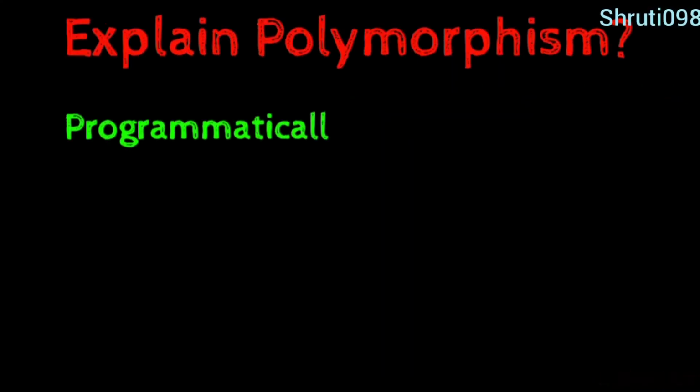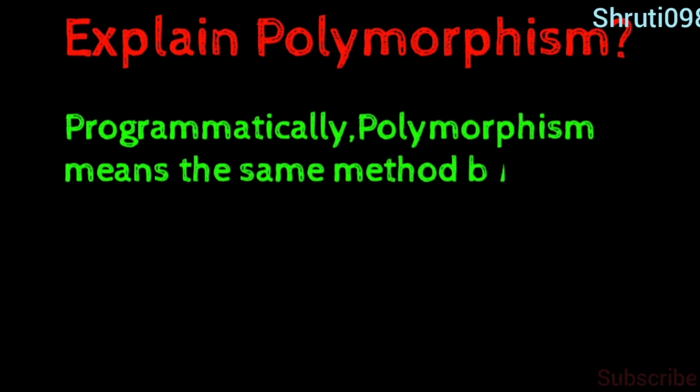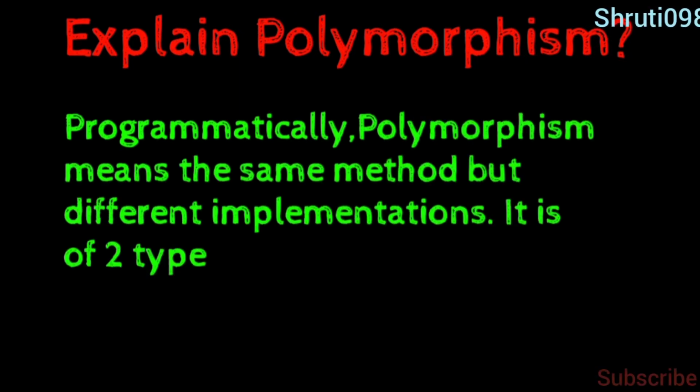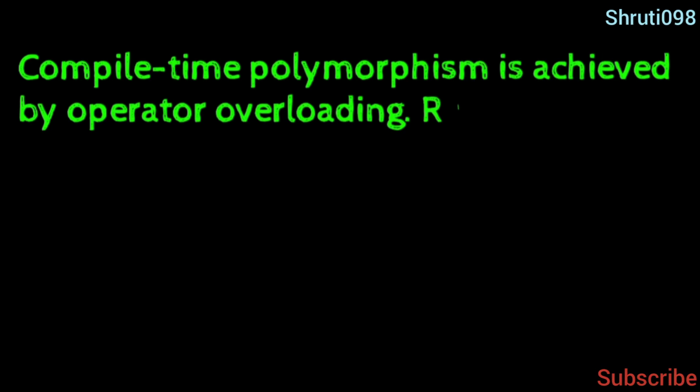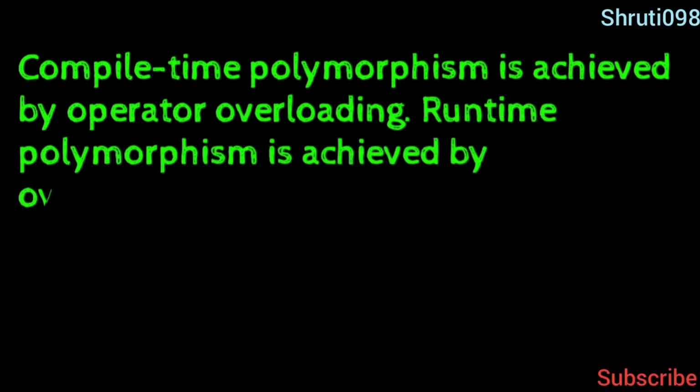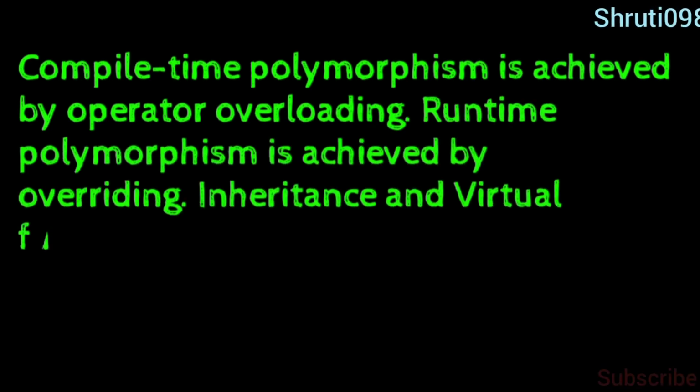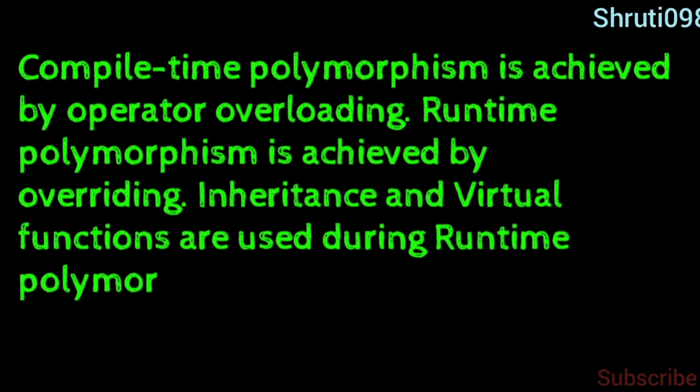Question: explain polymorphism. Answer: programmatically, polymorphism means the same method but different implementations. It is of two types: compile time and runtime. Compile time polymorphism is achieved by operator overloading. Runtime polymorphism is achieved by overriding. Inheritance and virtual functions are used during runtime polymorphism.